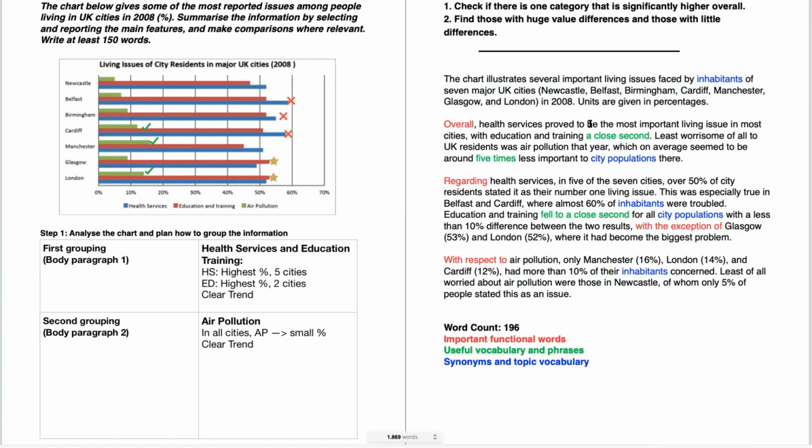So I have used the word inhabitants quite a bit in this essay, just because it's a great way to say people who are living in various cities.